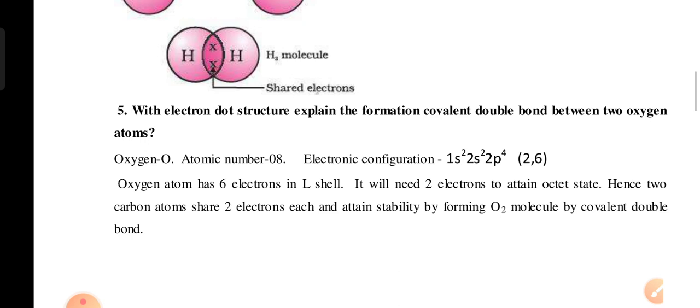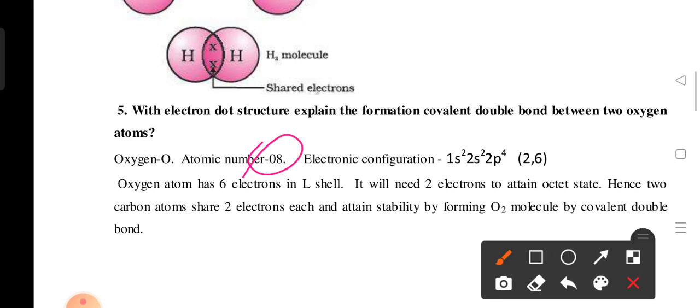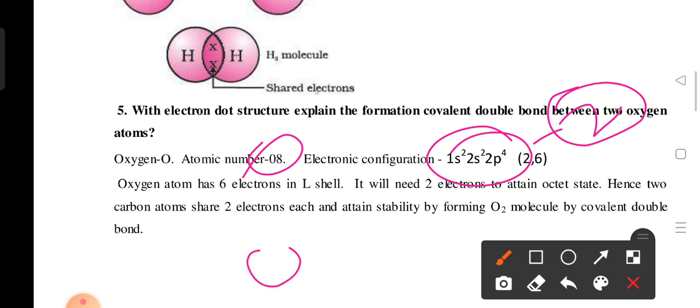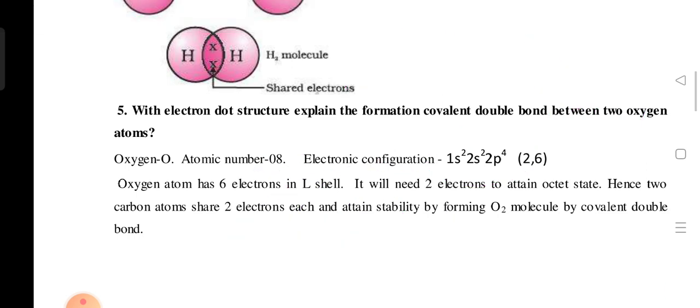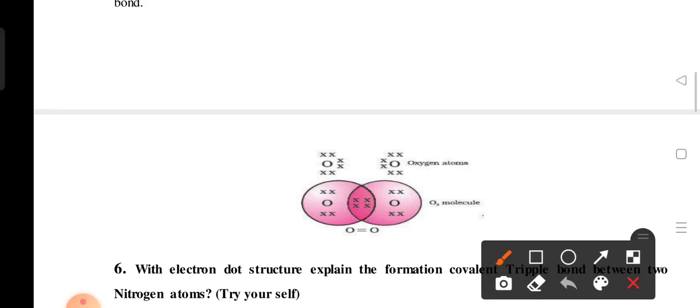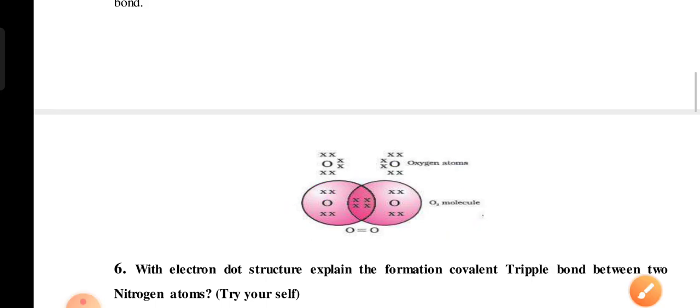Explain the formation of a covalent double bond between 2 oxygen atoms. Oxygen's atomic number is 8 and mass number 16. Electronic configuration 1s2, 2s2, 2p4. That's why its valency is 2. Whenever oxygen reacts with oxygen, it shares 2 pairs of electrons and forms 2 covalent bonds, giving an oxygen molecule. This is the electron dot structure of O2.